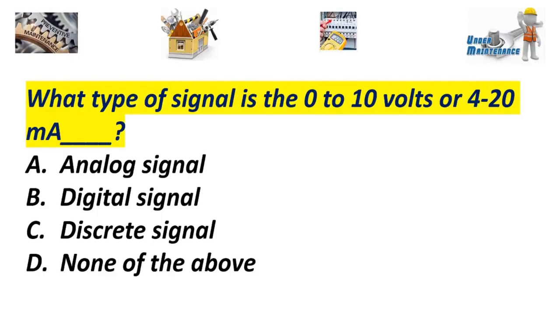Question number 1. What type of signal is the 0 to 10 volts or 4 to 20 milliamperes? A. Analog signal. B. Digital signal. C. Discrete signal. D. None of the above. Answer A. Analog signal.